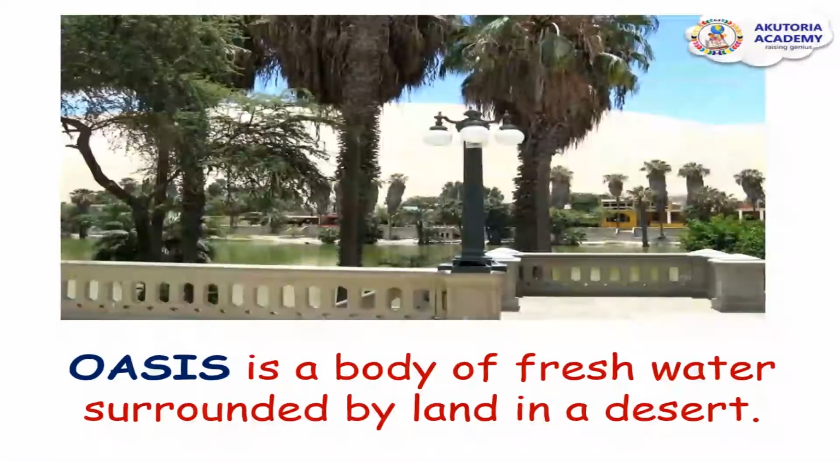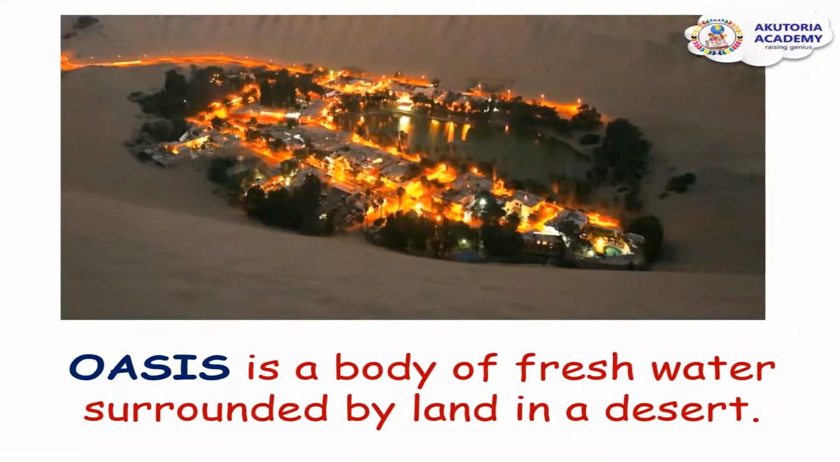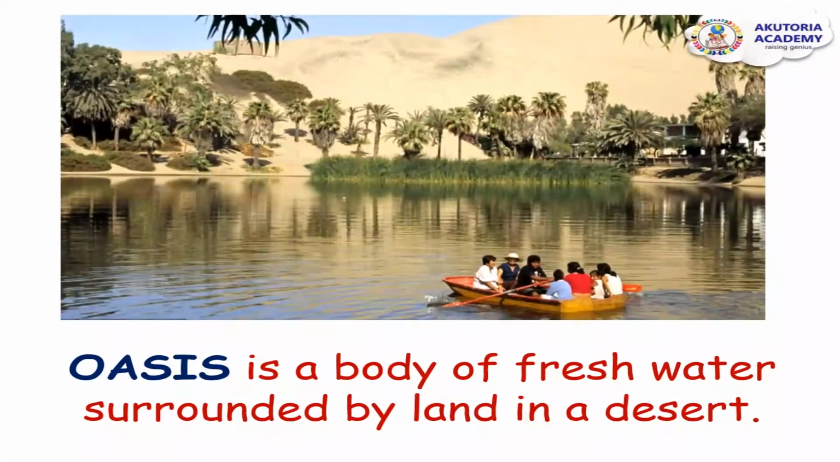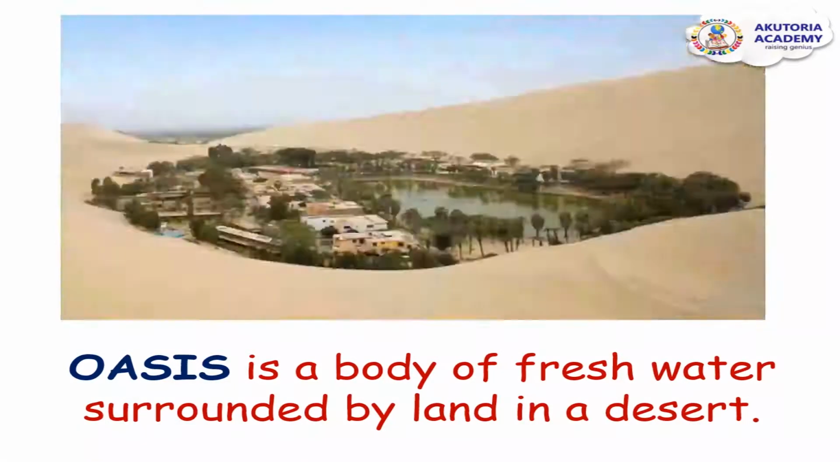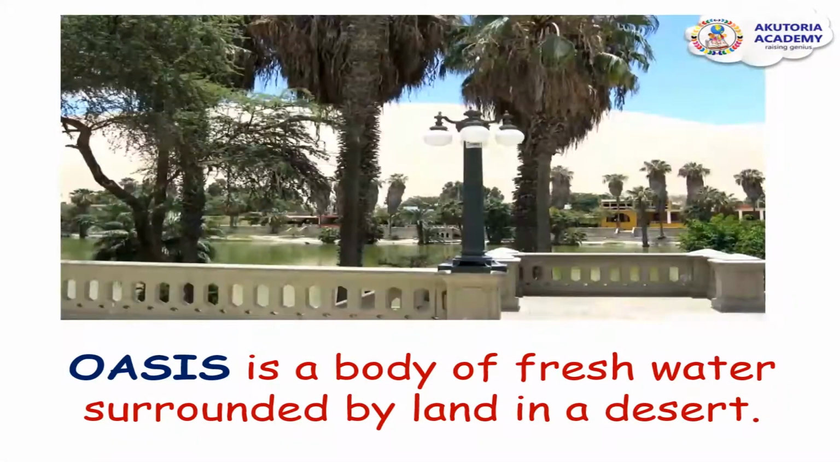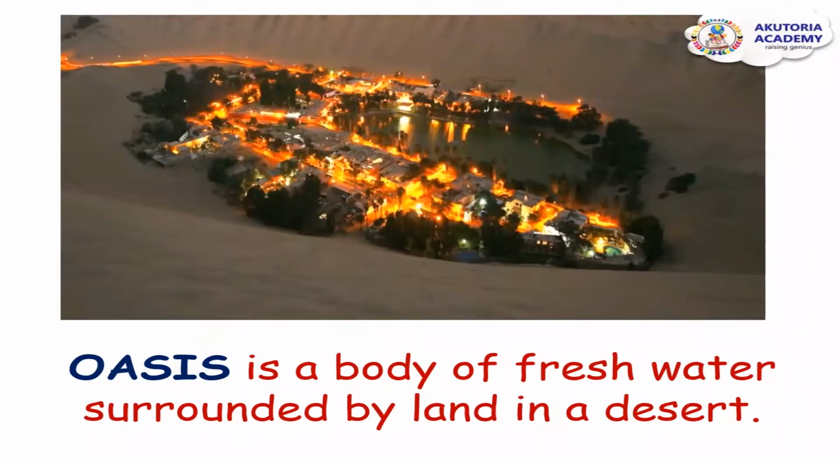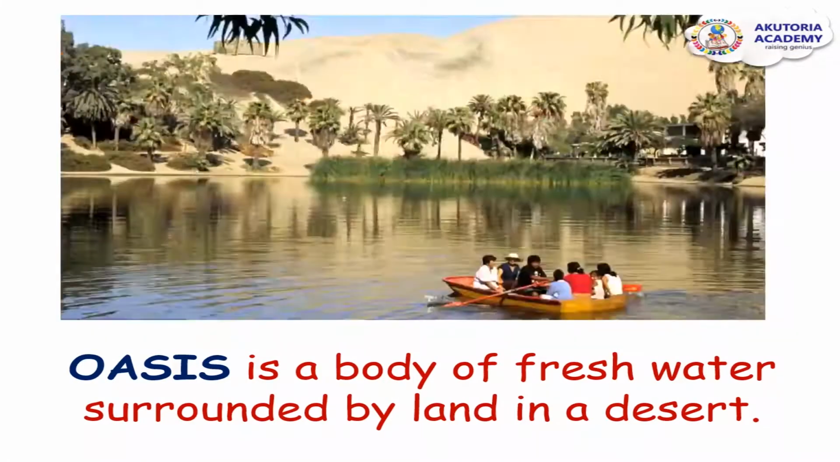Oasis. An oasis is a body of fresh water surrounded by land in a desert. So when you see water like this and the water is surrounded by land, you can't really tell where the water is coming from or where it's going to, because everywhere is surrounded by land. There's just this water somewhere in the middle. That's an oasis, and oases are found in deserts. Water in a desert here. We don't just have water, we have oases in deserts.